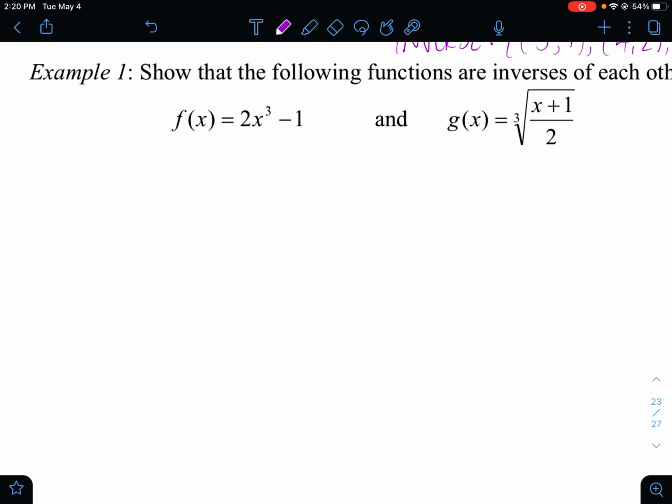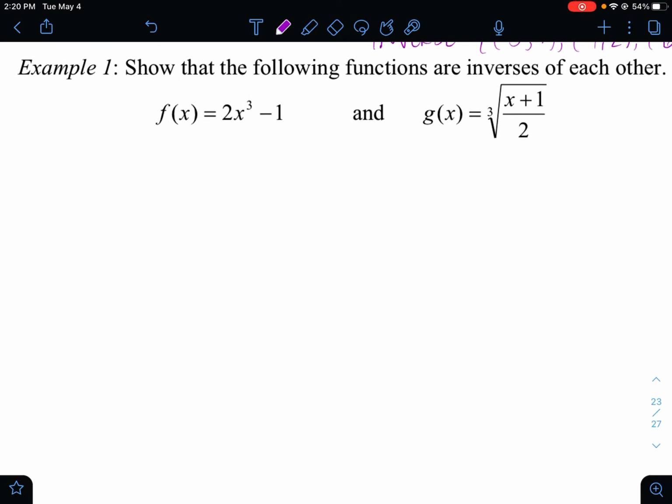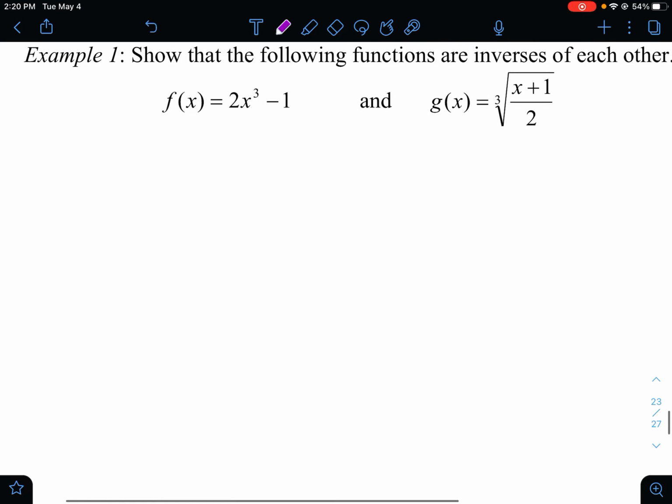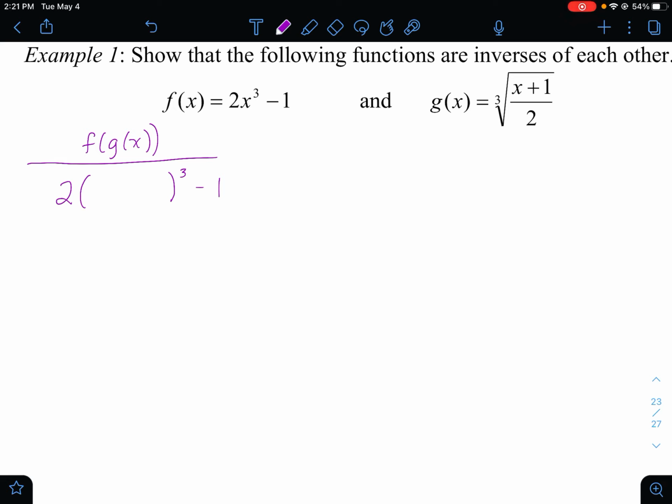All right, so for our work today, it's to show that the following functions are inverses of each other. So they're pretty much saying they are, we just have to show it. So first of all, we have to find f of g of x. So I'm going to write my f function down, but I know myself, so I'm going to leave a big space for the x, because I know that I will probably forget that -1. So I wrote my f function down, and now where I left my big blank space, I'm going to write my g function. So it's the cube root of the quantity x plus 1 all over 2.